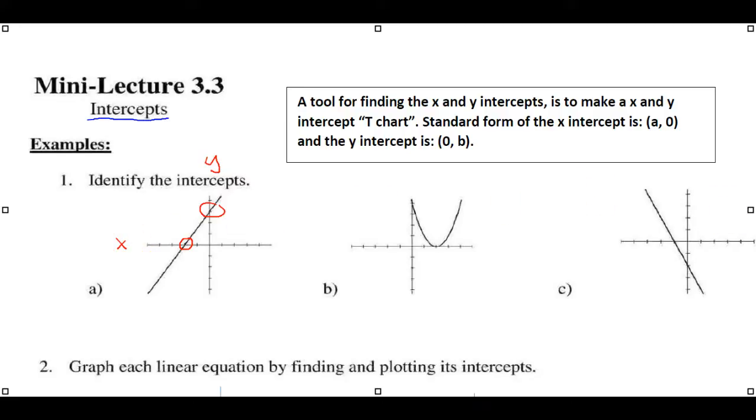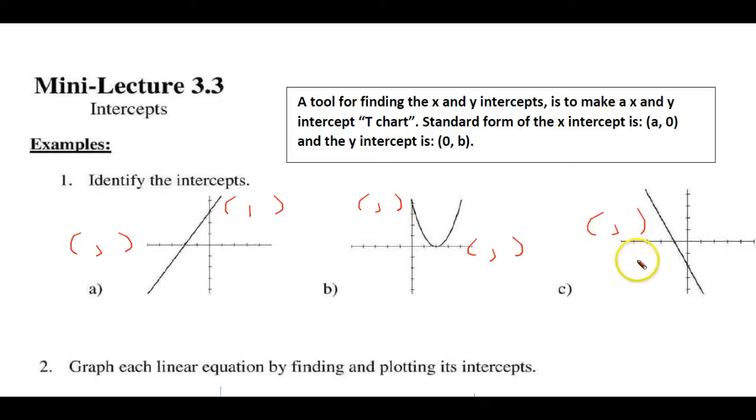So in this example, we're asked to find the intercepts. So they will be an ordered pair. Now here we have one here. And we have one here, and there's one there, and one there. So take a moment and write out your intercepts.